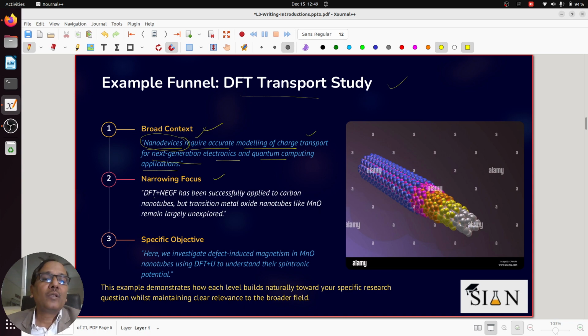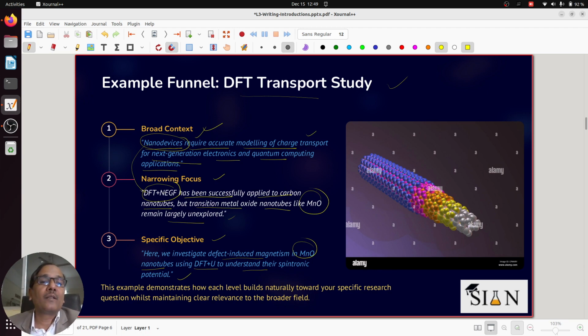Now we come to this point, that DFT NEGF, non-equilibrium Green function, has been successfully applied to carbon nanotube. So we are moving from nano device to carbon nanotube, but transition metal oxide nanotubes like MnO remain largely unexplored. And now the objective is specified: here we investigate defect induced magnetism in MnO nanotube using DFT plus U to understand their spintronic properties.